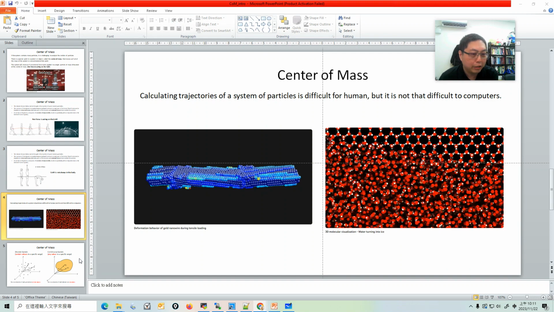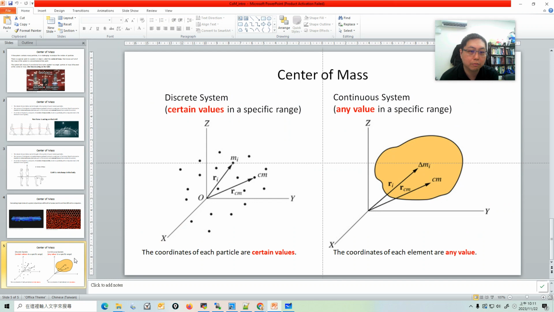And the final one is, we have to demonstrate how to calculate the center of mass, because like I said, you cannot see the center of mass, so you need to calculate its position. We will show how to calculate the center of mass in two different systems. One is a discrete system, the other is a continuous system. We'll start with the discrete system first.